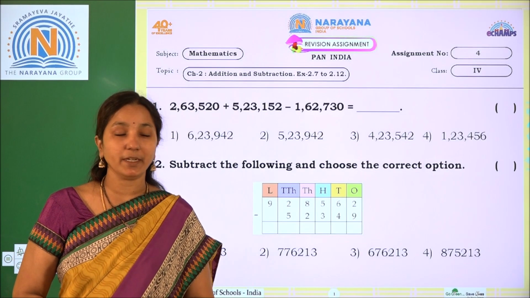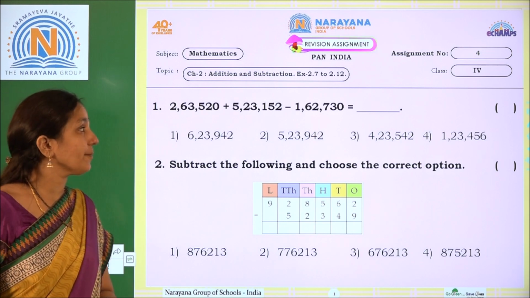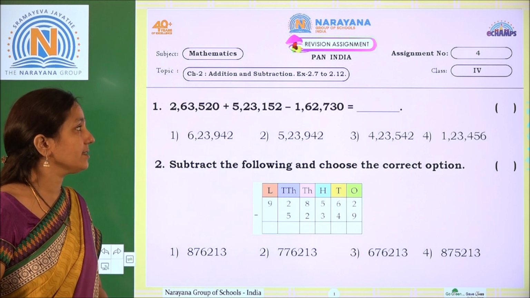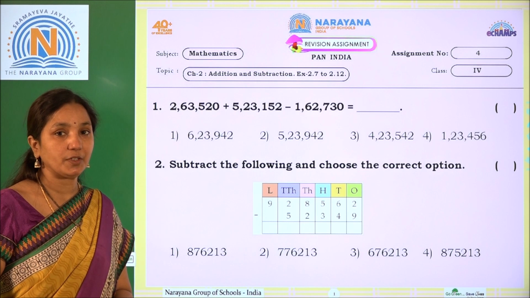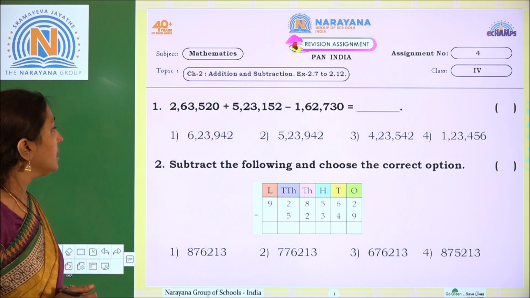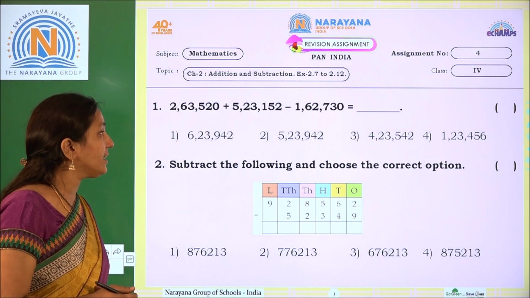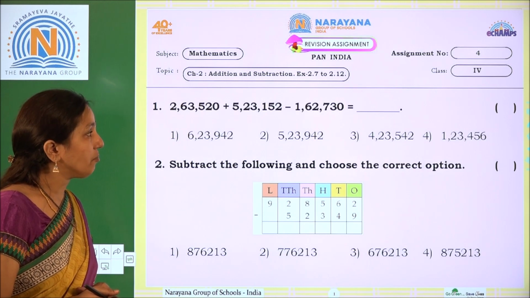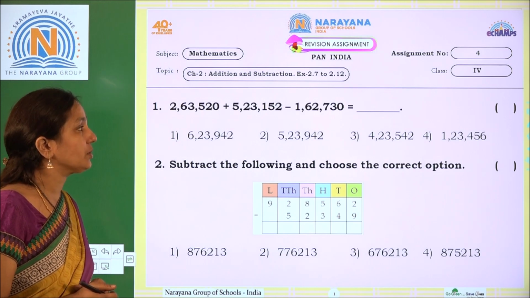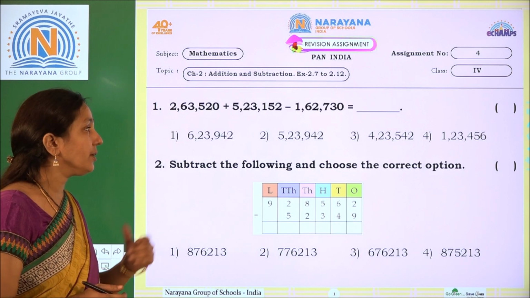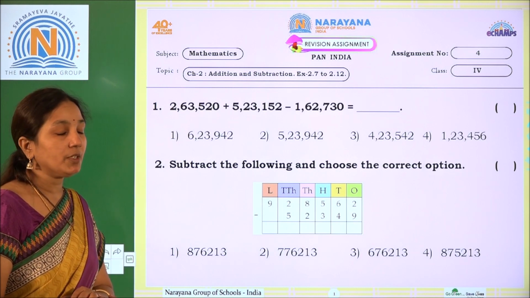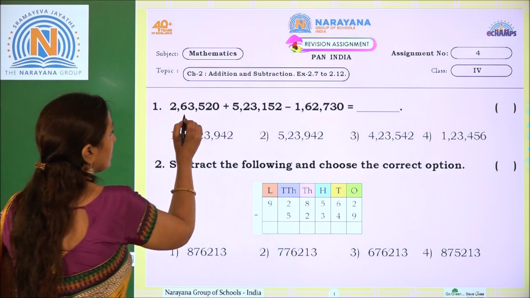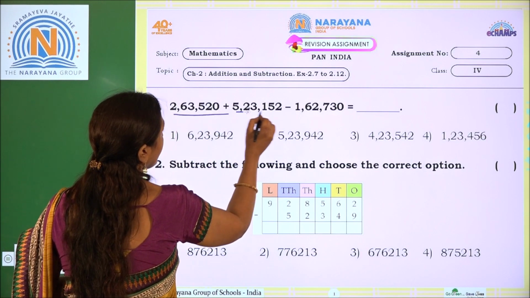Today our revision assignment is Chapter 2 Addition and Subtraction. You can refer to exercises 2.7 to 2.12. Coming to the first one, 2,63,520 plus 5,23,152 minus 1,62,730. So here two operations we have to do. First we have to do the sum. What are the given numbers here?